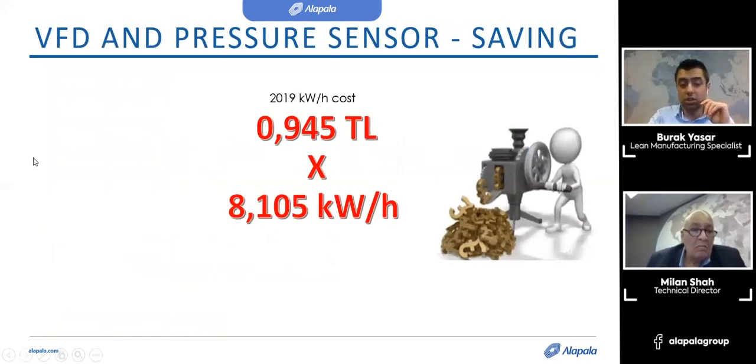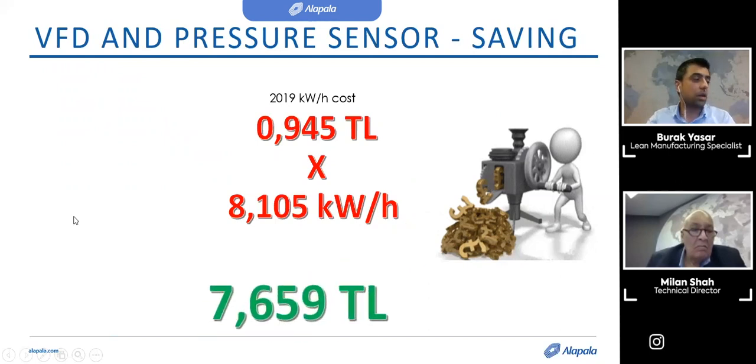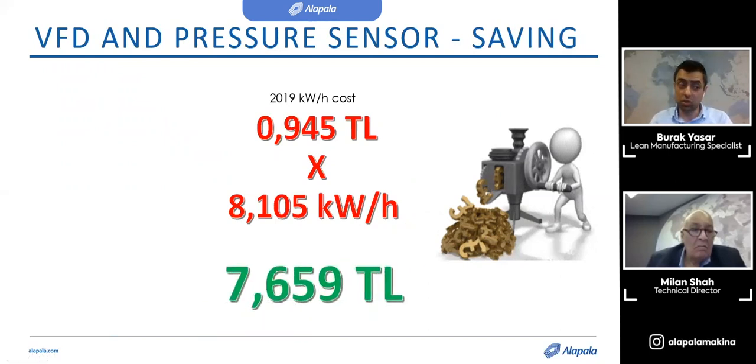Okay, so I just did the calculation to see how much I earn, the saving in the year, but you can do your own calculation based on your country's utility price to figure out how much it is. So my saving, my earning, I mean, my money, 7,659 Turkish lira in a year.